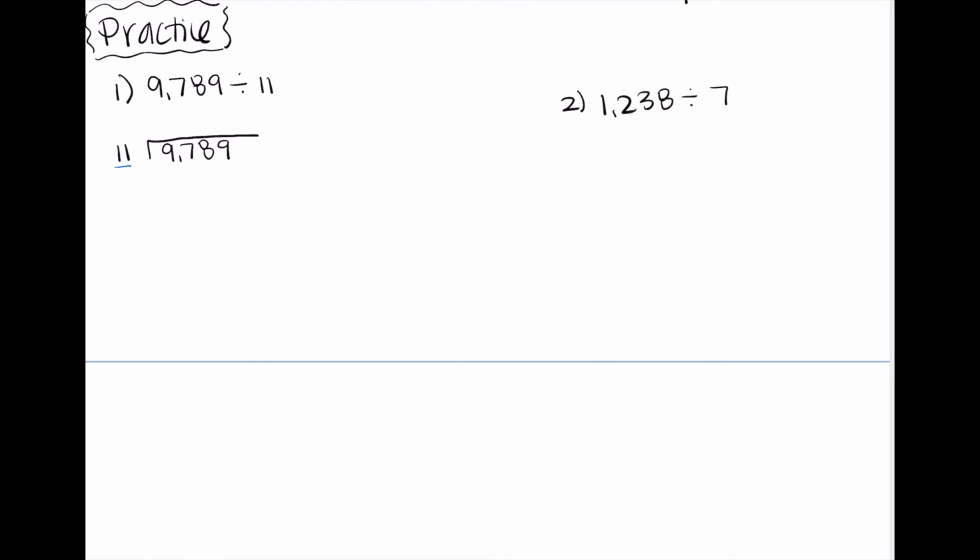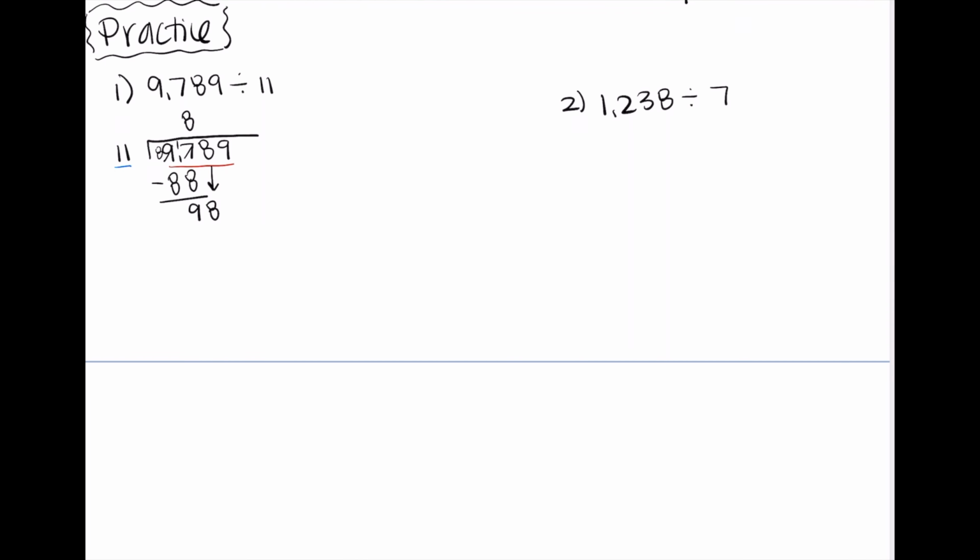So starting off with number 1, we know that our divisor is 11, right? That goes outside of our division bar, and our dividend is 9,789. So we're going to look, 11 does not go into 9, but 11 goes into 97 8 times. 8 times 11 is 88. Now I'm going to subtract 88 from 97, and when I do that, I will get 9, and then we'll go ahead and bring the 8 down.